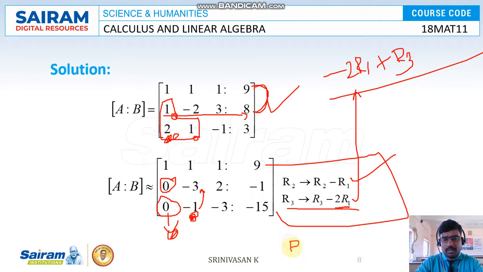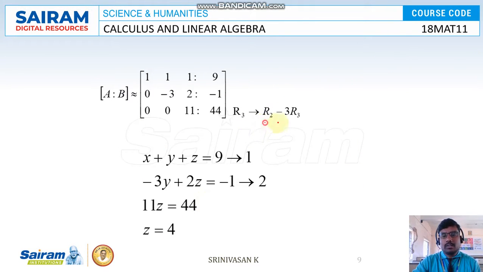There are many more procedures. In R3, I multiply minus 3 into R3 and add R2. Why do I multiply minus 3 into R3? If you multiply, this becomes plus 3, and this becomes 9, and so on. If you add this one, we get 0. You can also divide by 3, that is also correct, but don't take a risk. You can choose the simple way. So for R2, I multiply minus 3 into R3 and add R2.